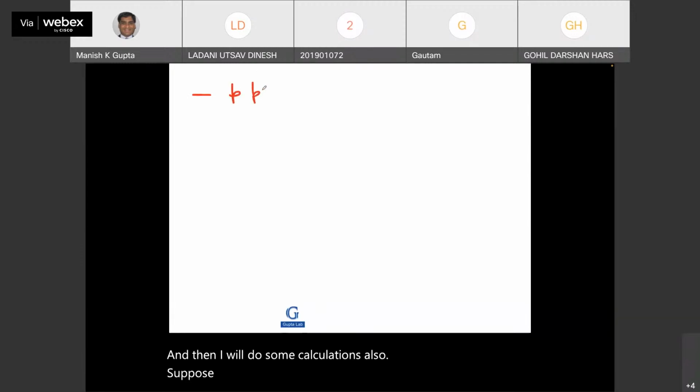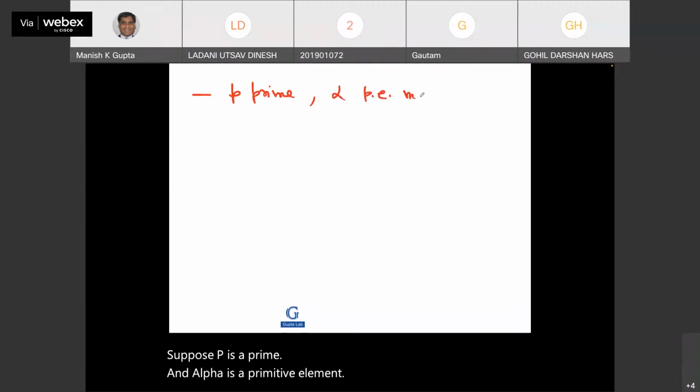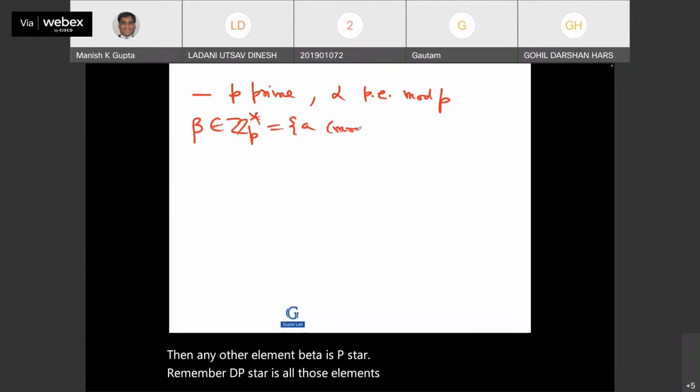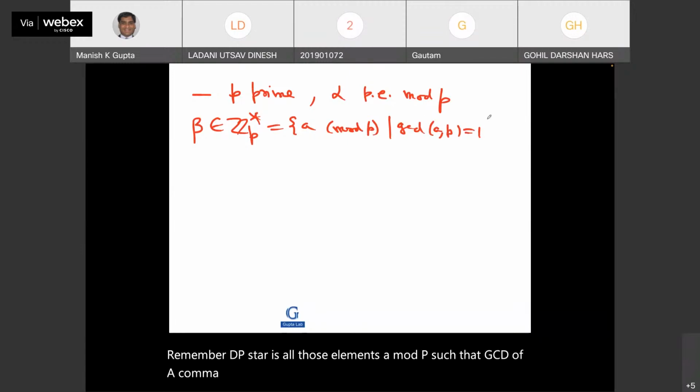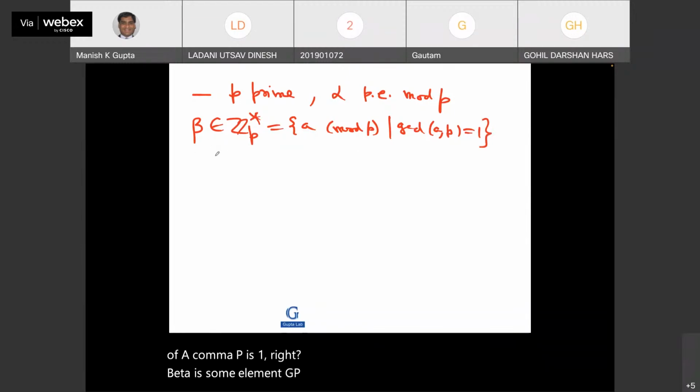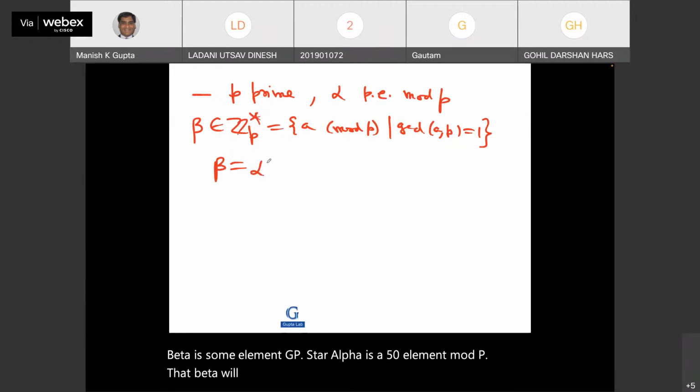Suppose p is a prime, and alpha is a primitive element mod p. Then consider any other element beta in Zp star. Remember, Zp star is all those elements a mod p such that GCD of a comma p is 1. Beta is some element of Zp star, alpha is a primitive element mod p. Then beta will be some power of alpha, 0 ≤ i ≤ p−2, because alpha is a primitive element, remember?